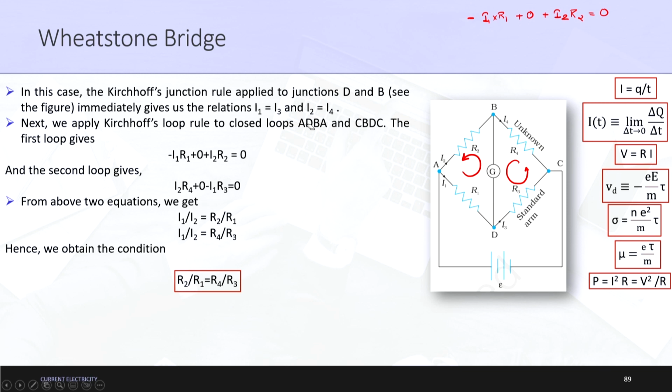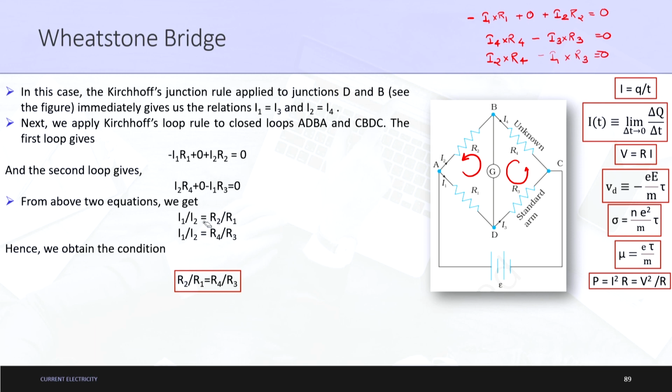And the second loop gives, let us go on with the second loop now. First of all we are assuming I2 here. So, it is I4 into R4 minus I3 into R3. As I2 is equal to I4 and I1 is equal to I3, we can write I4 as I2. So, I2 into R4 minus I3, which can be written as I1, into R3 is equal to 0. Therefore, this is the second relation.